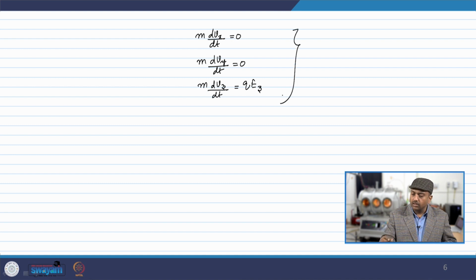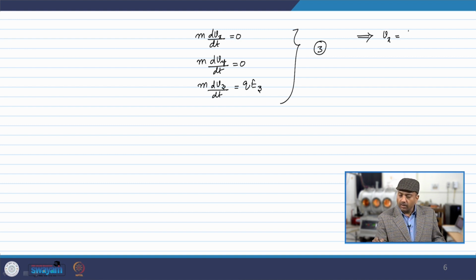So, what is the meaning of these three equations? Let us say we call this set of equations 3. m dVx by dt is equal to 0, m dVy by dt is equal to 0, m dVz by dt is equal to q times Ez. So, straightforward you can say that along the x direction velocity will be a constant, along the y direction velocity would be a constant. That means there is no acceleration along the x and y direction.